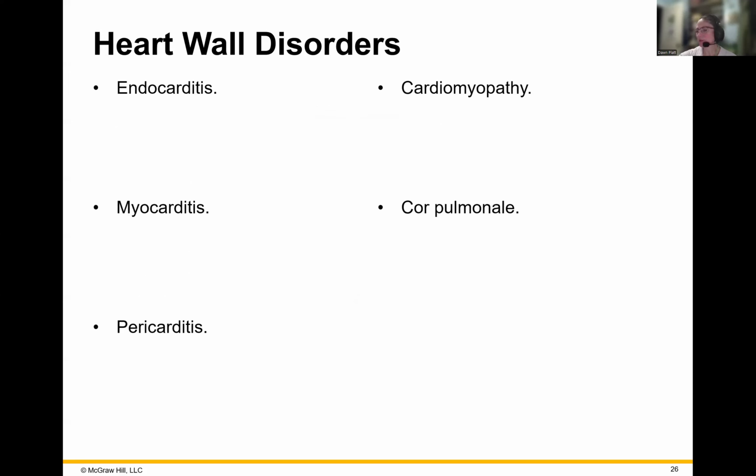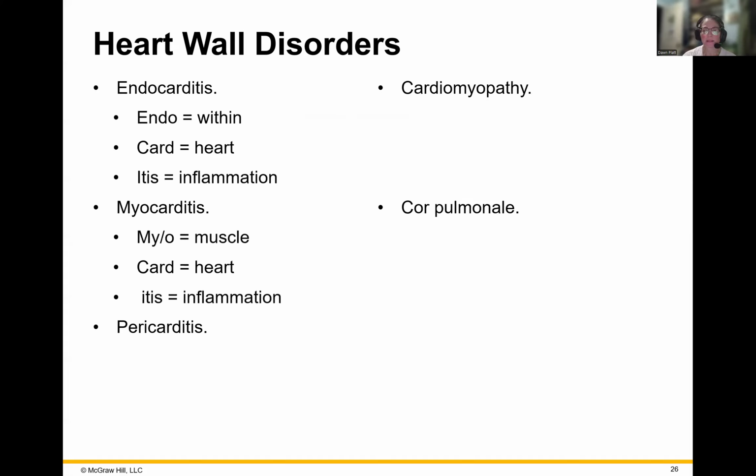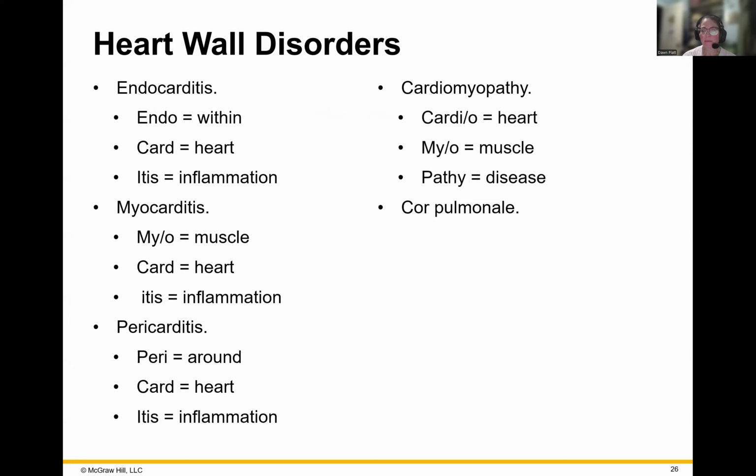Heart wall disorders: endocarditis, myocarditis, pericarditis, cardiomyopathy, and cor pulmonale.